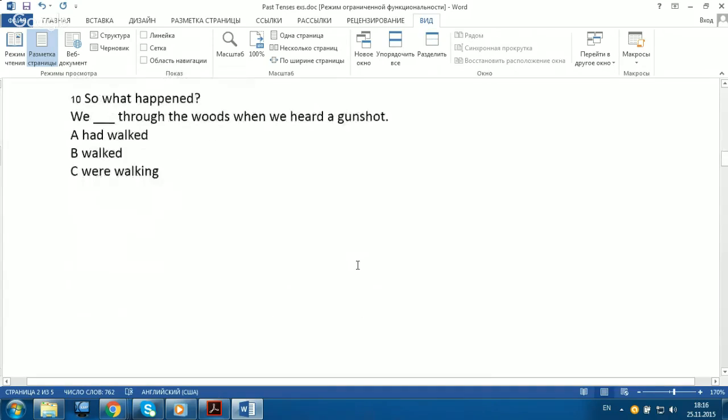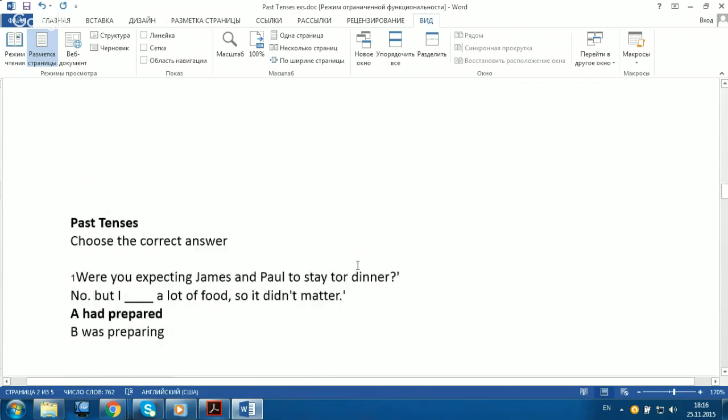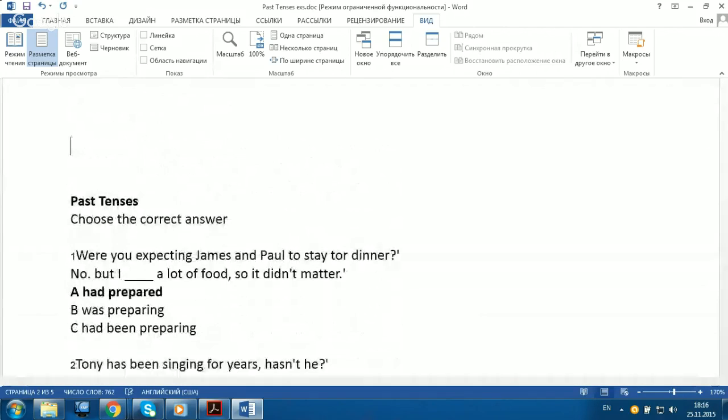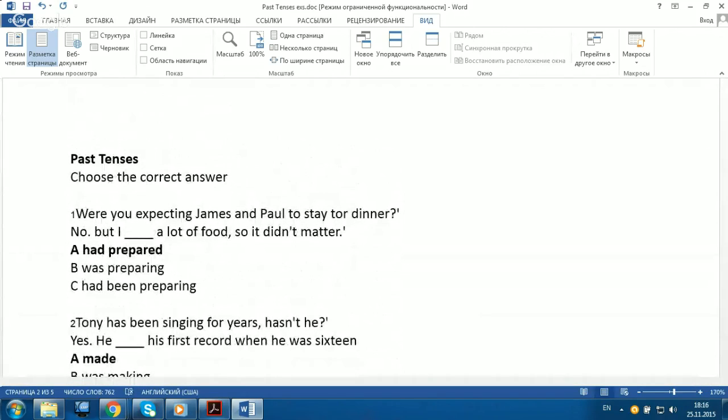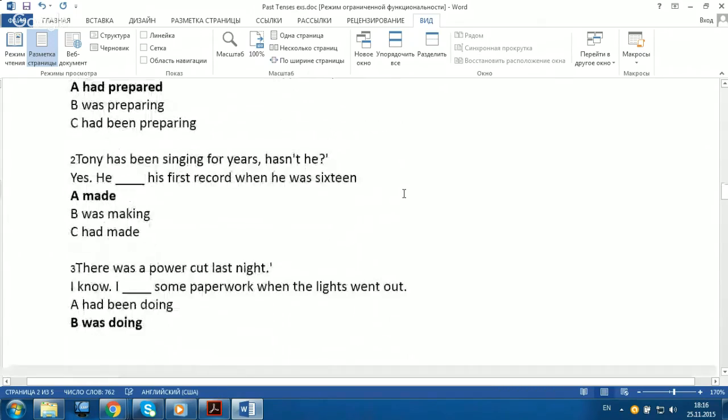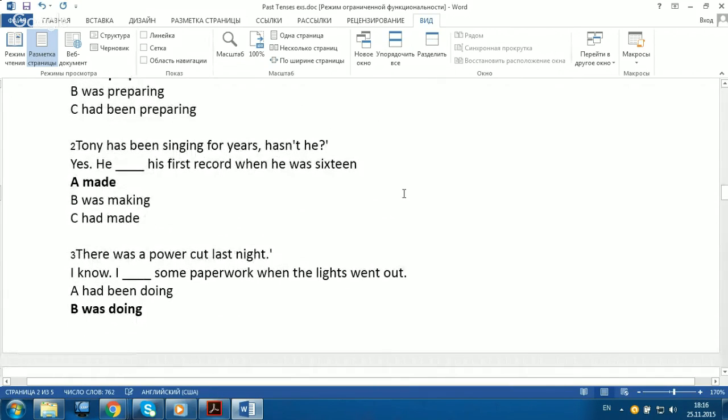Yeah, let's move on to the answers. So the first one, this is A answer, had prepared. Were you expecting James and Paul to stay for dinner? No, but I had prepared a lot of food, so it didn't matter. The person had prepared a lot of food before she was expecting, and it didn't matter anyway. This was kind of resolved. It was before everything, before expecting, before it didn't matter, before the guest came.